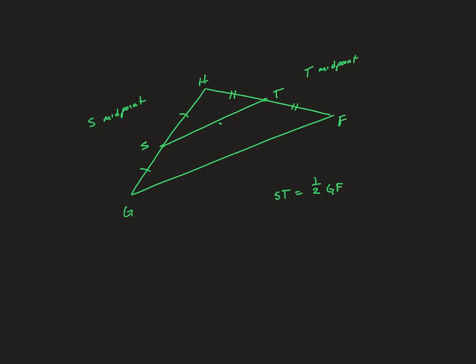And if ST is 8, what is GF? Well, let's just say 8 is equal to 1/2 GF. Go ahead and multiply by the inverse there. So 16 is equal to GF. So we're looking at 16 using that midpoint theorem. And there you go.